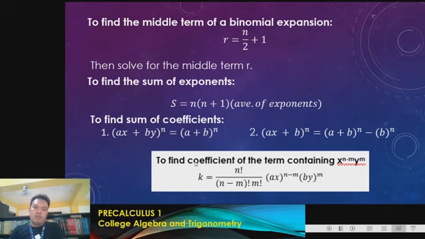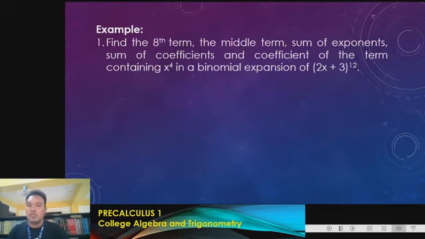Then to find the coefficient of the term containing x raised to n minus m, y raised to m, we have formula k is equivalent kay n factorial all over n minus m factorial m factorial times (ax) raised to n minus m times (by) raised to m. Diba ang hirap basahin ng formula? Pero yun nga, tandaan nyo na lang po yung mga nakasulat dyan. Kasi mas maintindihan nyo naman yun kapag nag-example tayo. Okay, so dito, example tayo para at least mas maintindihan nyo.